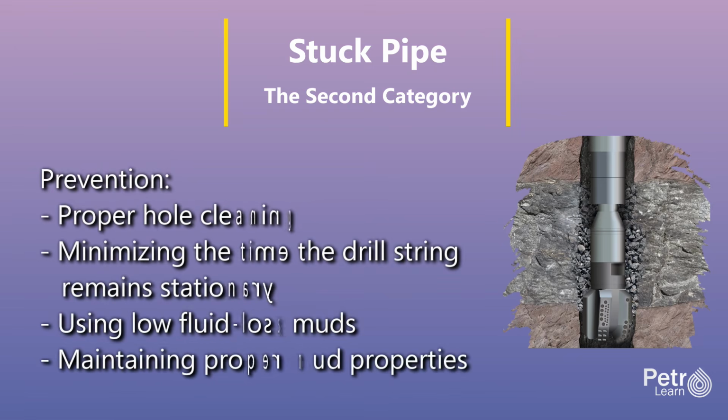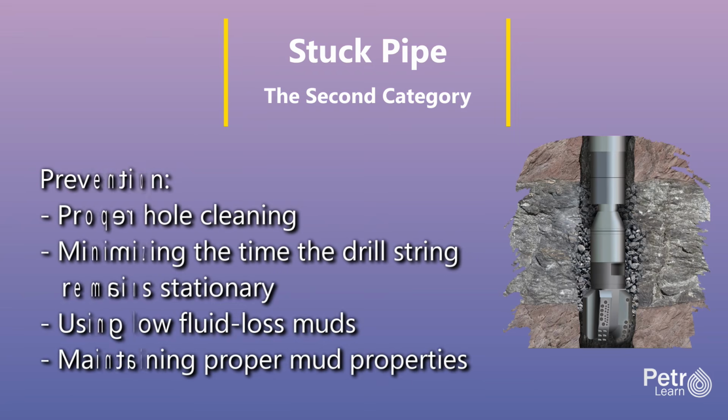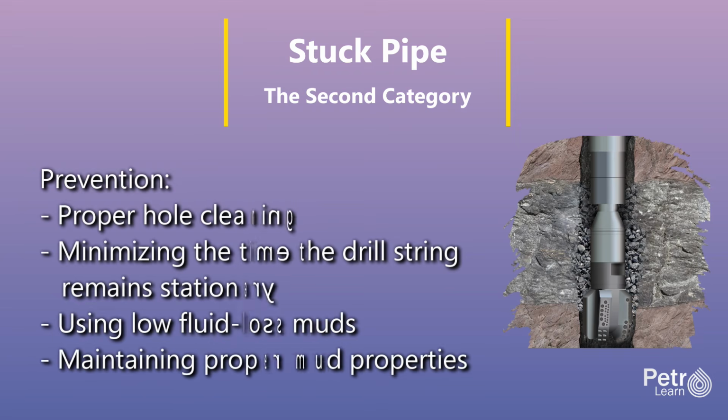Proper hole cleaning through adequate flow rates and pipe rotation keeps cuttings suspended and moving upward. Minimizing the time the drill string remains stationary reduces the opportunity for differential sticking or settling cuttings to pack around it. Using low fluid loss muds minimizes filter cake thickness. Maintaining proper mud properties, including appropriate density, viscosity, and chemical treatment, helps prevent shale instability.